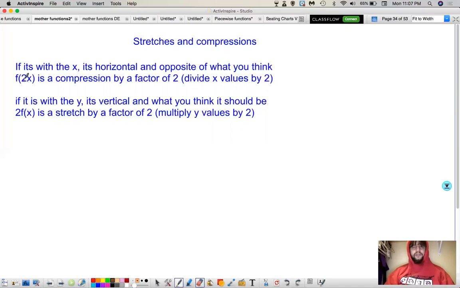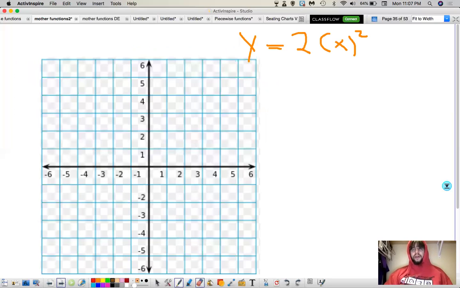If it's on the y, it's vertical, and we're going to 2 times the whole function. 2 f of x is going to stretch it vertically. Now, a vertical stretch and a horizontal compression on a grand scale can look the same. So it just depends on what your function looks like. You'll see what I'm talking about. Okay, 2 times x squared. So I'm going to start my basic points.